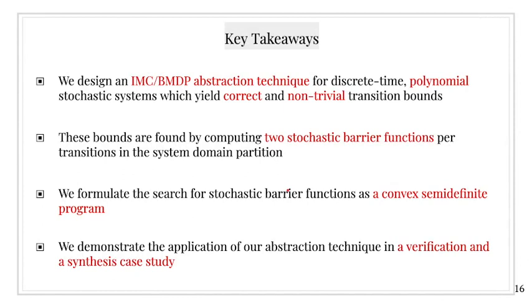In conclusion, the key takeaways are: we design an IMC and BMDP abstraction technique for discrete-time polynomial stochastic systems which yields correct and non-trivial transition bounds. These bounds are found by computing 2 stochastic barrier functions per transition in the system domain partition. We formulate the search for stochastic barrier functions as convex semi-definite programs. We demonstrate the application of our abstraction technique in a verification and a synthesis case study.